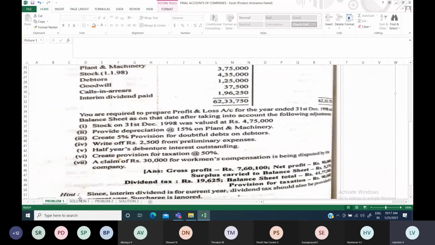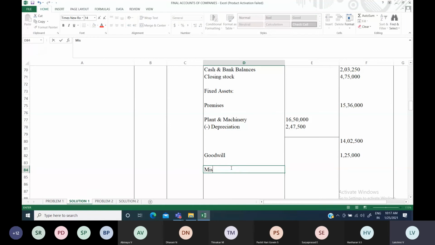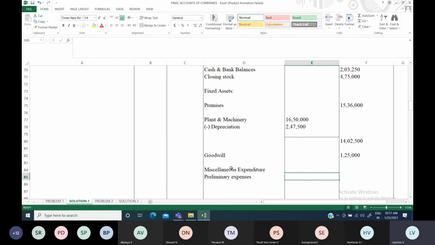So let me mention the heading as miscellaneous expenditure. Actually, in miscellaneous expenditure, we'll be writing out the preliminary expenses and then discount on issue of debentures. Like that, any items if you come across, here only it will appear. Preliminary expenses. Okay. So it will be given under the trial balance.